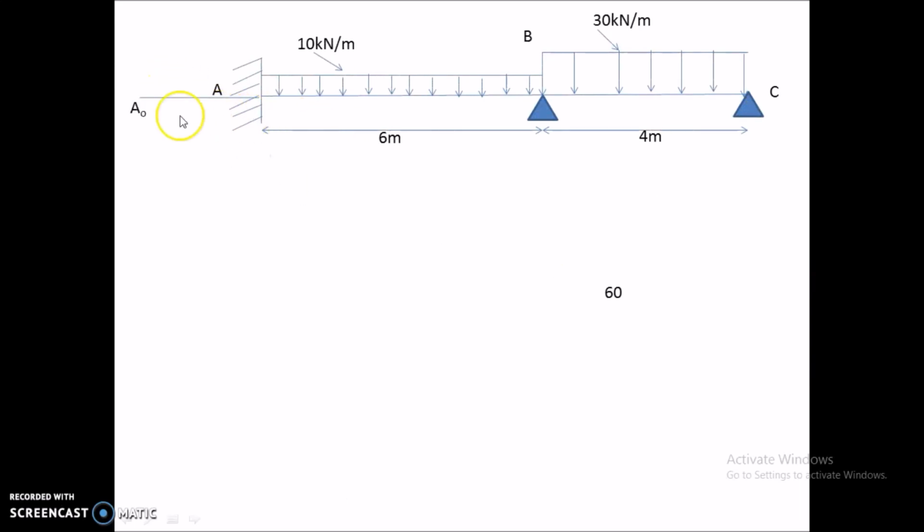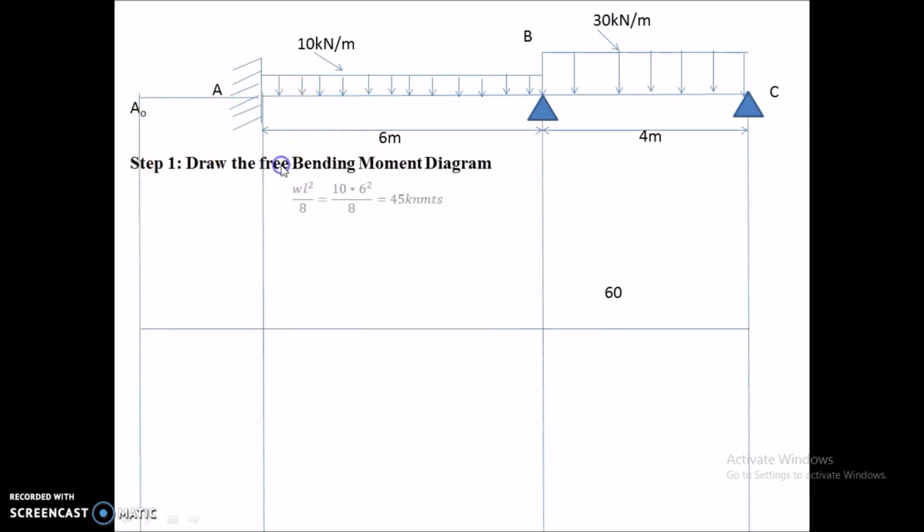For span AB, the UDL is acting at 10 kN per meter over the span of 6 meters. So the bending moment will be WL square by 8. So 10 into 6 square by 8 gives me 45 kN meters. Since it is a UDL, it will be in parabolic shape.